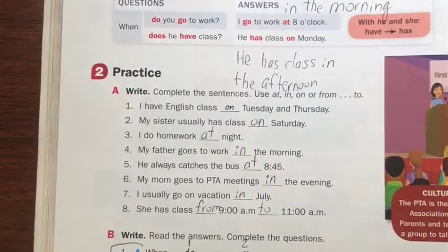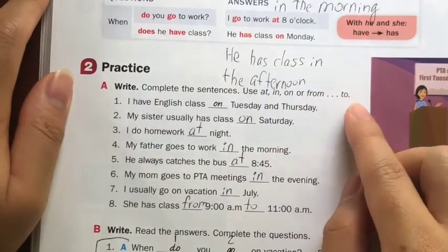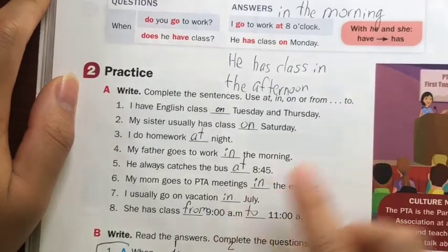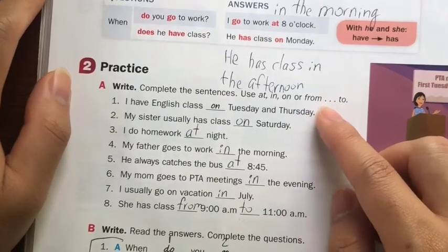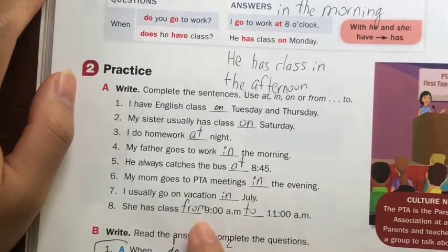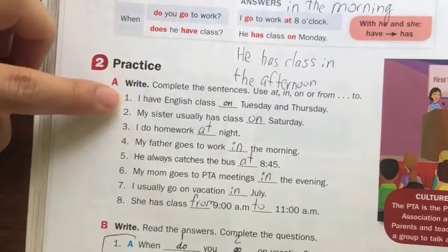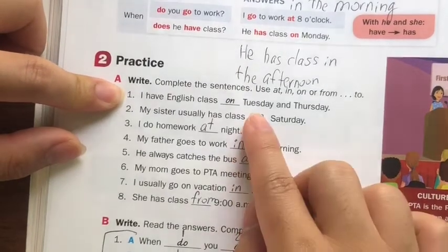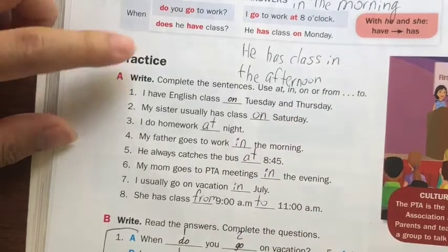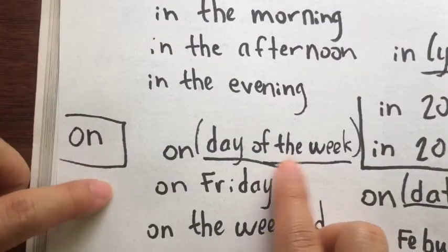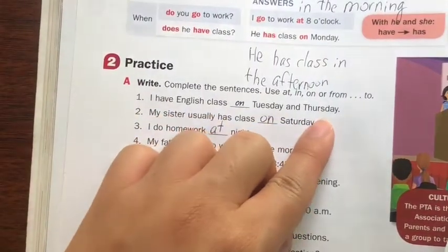So now let's practice using the words at, in, and on. And also from to. From to is easy because you need 2 different times for from to. So you always know when to use from to because you need it 2 times. Everything else is just 1 time. So number 1, I have English class Tuesday, Thursday. Tuesday and Thursday are days. For days of the week, we use on. So I have English class on Tuesday and Thursday.